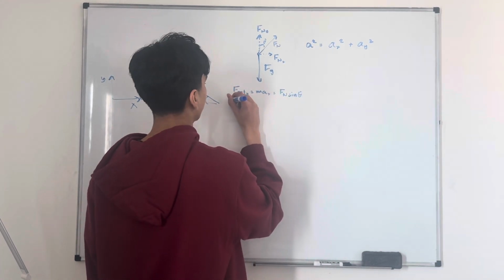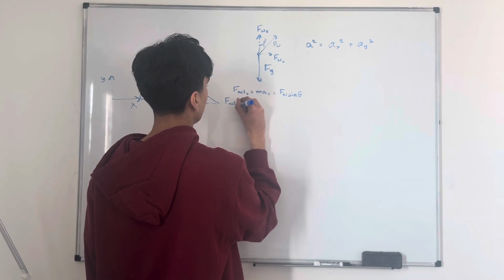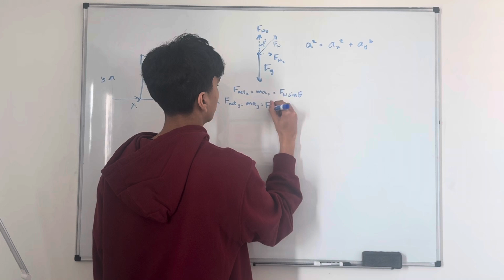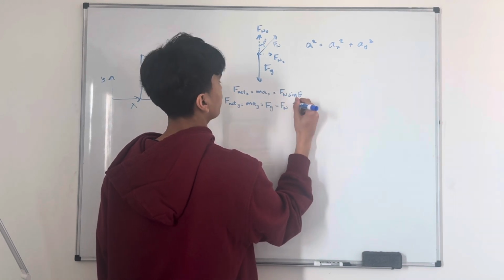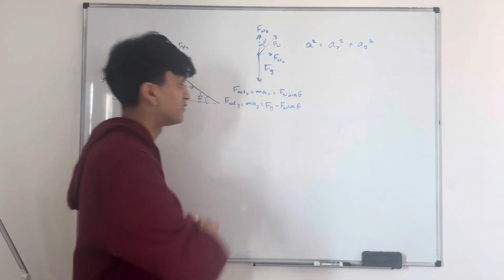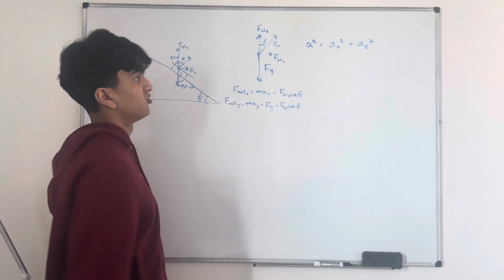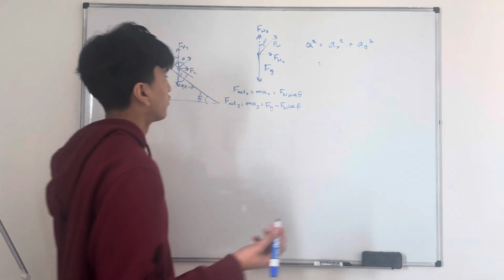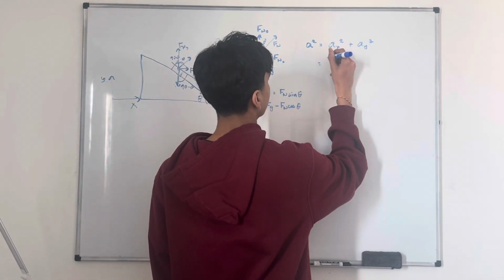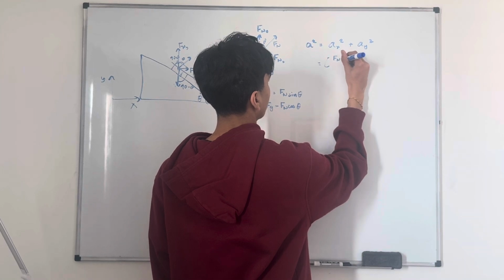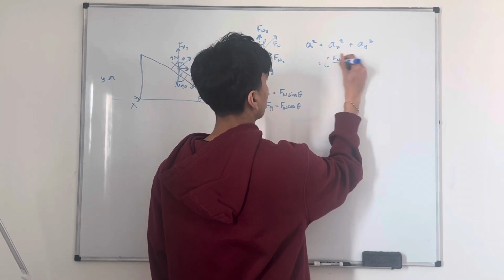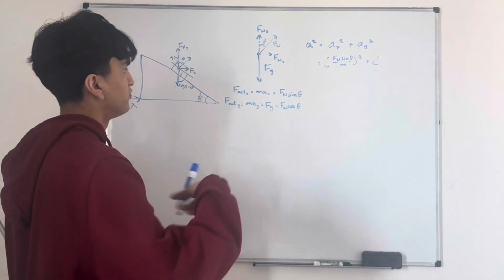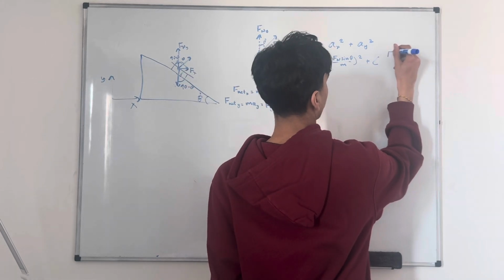And then same thing for Fnet y: you get m ay is going to equal Fg minus Fny, which is just Fn cosine theta. So now we can substitute everything in for acceleration into our magnitude of the vector equation. So it's going to equal ax squared. Well, this is just Fn sine theta over m, squared, plus Fg minus Fn cosine theta, squared.